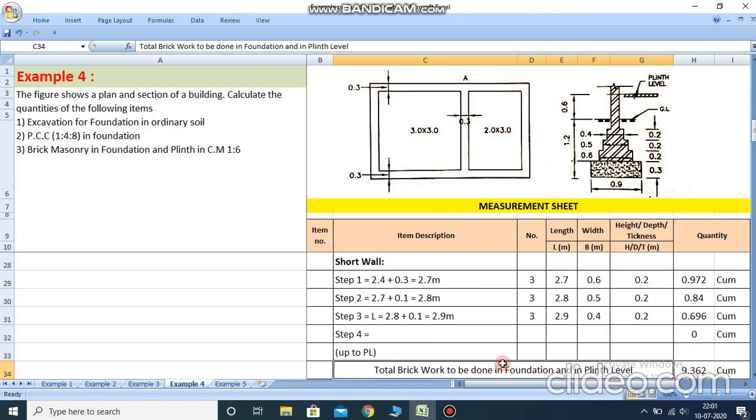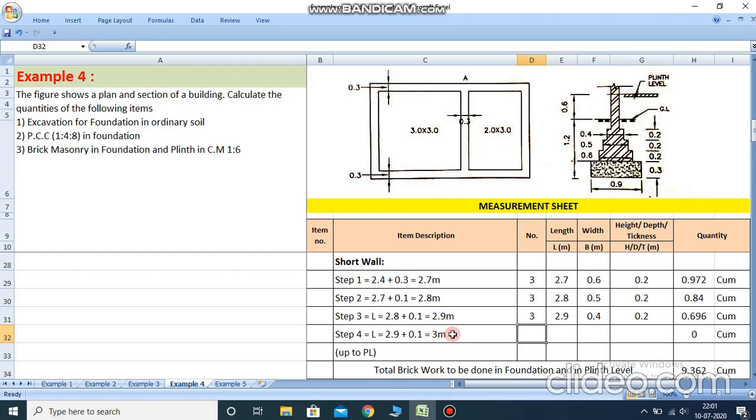Now step 4. The total length is equal to 2.9 plus the difference between the third step and fourth step, which is 0.1. So write here 0.1, equal to 3 meter. Clear? So 3 meter is the total length. See this figure. The fourth step is the total inner to inner wall length, 3 meter, and here 3 meter.